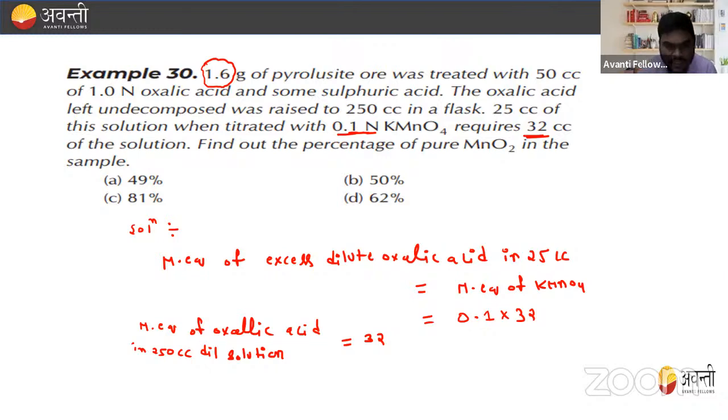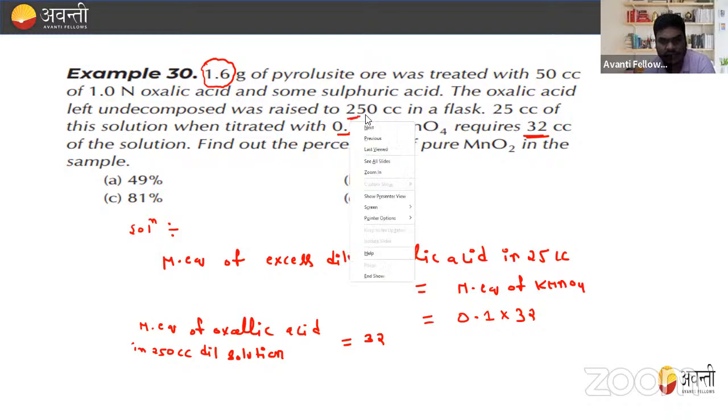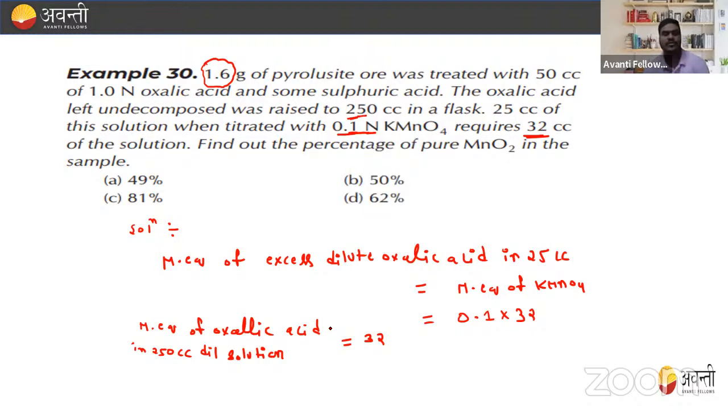That is the molar equivalent of excess dilute oxalic acid in 25 cc, right? And it comes out to be the molar equivalent of KMnO4, which is equal to 0.1 into 32, because we know that the molar equivalent of KMnO4 is normality multiplied by its volume. So it's 0.1 into 32. On a similar basis, the molar equivalent of oxalic acid in 250 cm³ solution is also equal to 32, because this is already given: 250 of a one normality solution. So this is equal to 32.